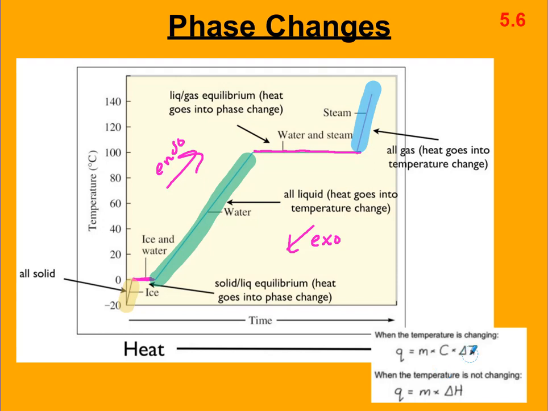When a substance is changing temperatures, we're going to use Q equals mC delta T. So that's going to be on all the slopes. And then on these straightaways, when temperature is no longer changing, that's when we're going to use Q equals m delta H, whatever it is. So on this first one, it would be Q equals mHf, and on the second one, Q equals mHv. Notice there's no degree sign change or no delta T because temperature is not changing in a phase change.